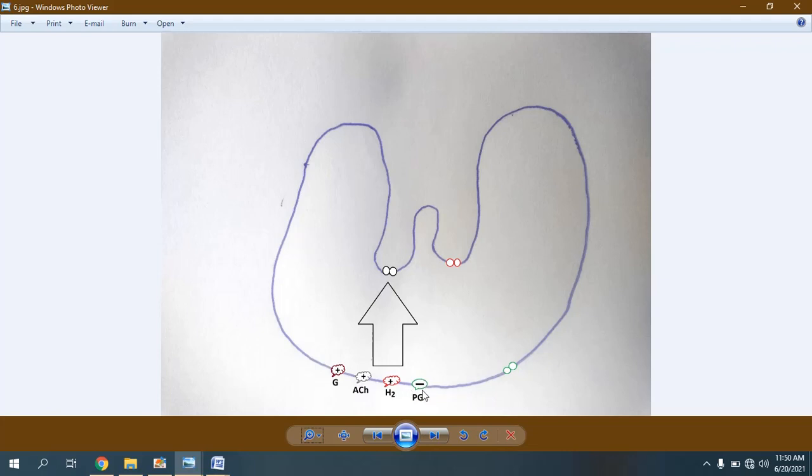Similarly, this is the prostaglandin receptor, and the prostaglandin receptor is a G protein inhibitory receptor, and this inhibitory receptor inhibits the formation or the activation of the protein kinase or formation of second messenger.